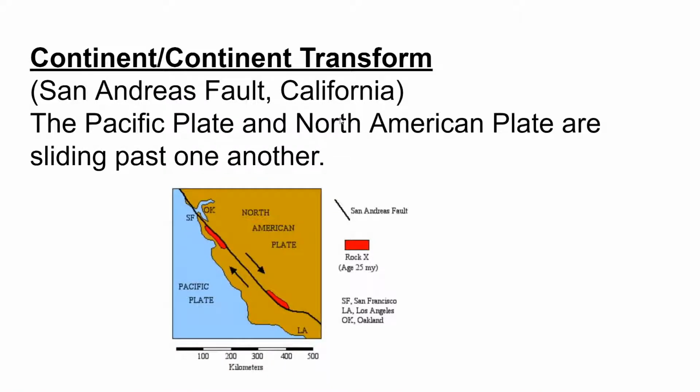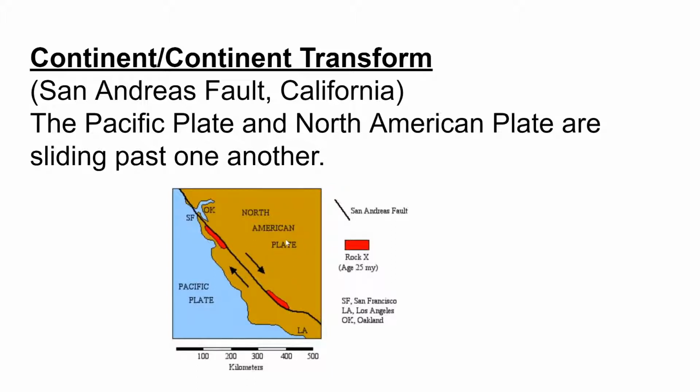And finally, continent transform. This is the San Andreas Fault. And at first I looked at this and I thought, what's the red? And it says Rock X, 25 million years. Does anybody know why they would show us Rock X? What's the point? How would this have looked different 25 million years ago?